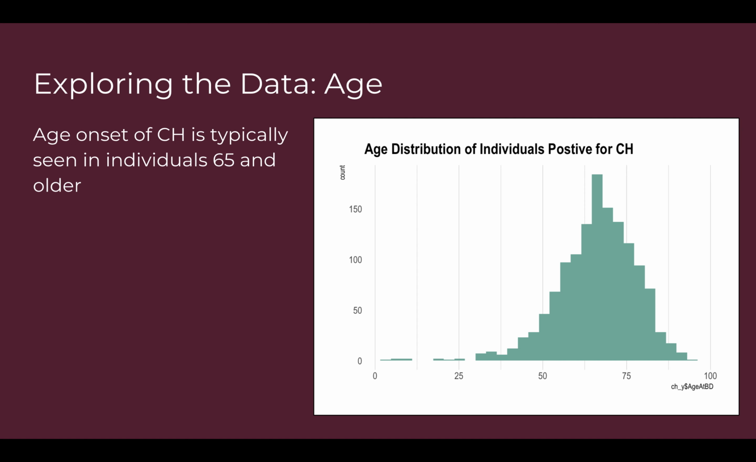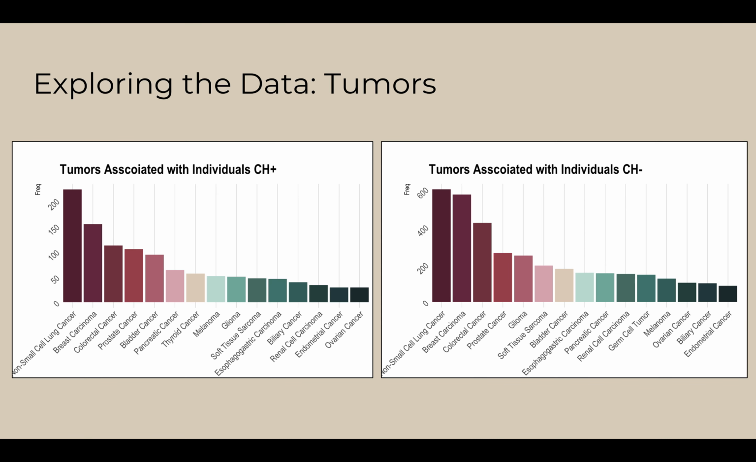So anyone can get clonal hematopoiesis, but it's typically age onset, so you see it most in individuals that are 65 and older. Because they have a bunch of tumor data, I went in to see if there are big differences in individuals that have clonal hematopoiesis and don't. And honestly, I didn't find huge, completely different cancers. So maybe these will have some pull on the features we set up for the model, but I'm not going to spend too much time worrying about this.